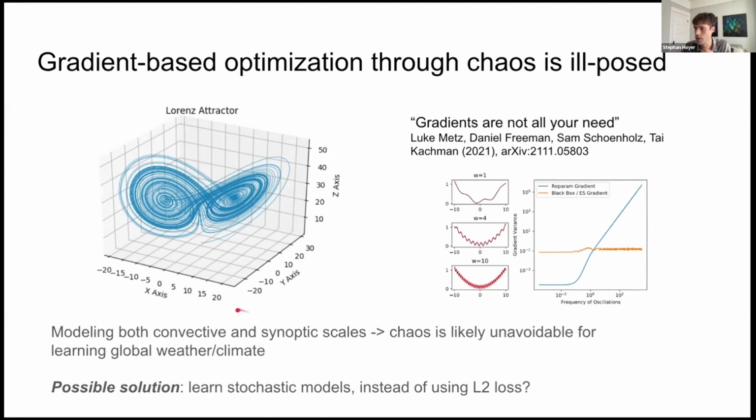But I will say that we need to do this to build good weather and climate models. And I think part of the solution is probably stochastic modeling, because stochastic modeling can average over different scenarios and still make the gradients well posed. But that's a much harder problem than learning deterministic models.